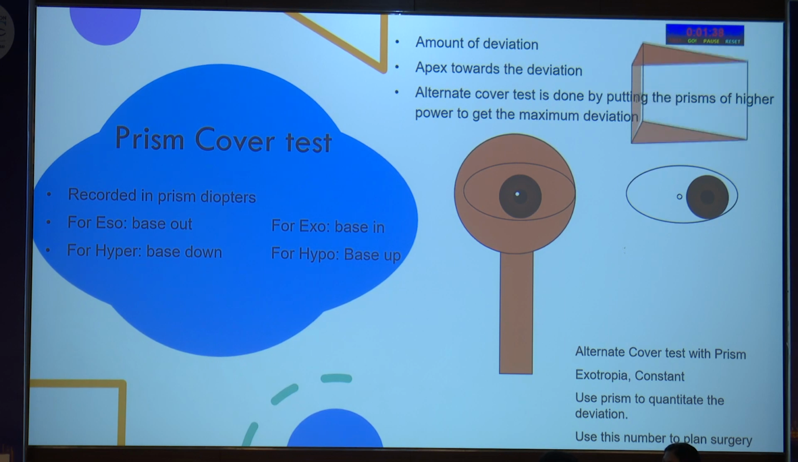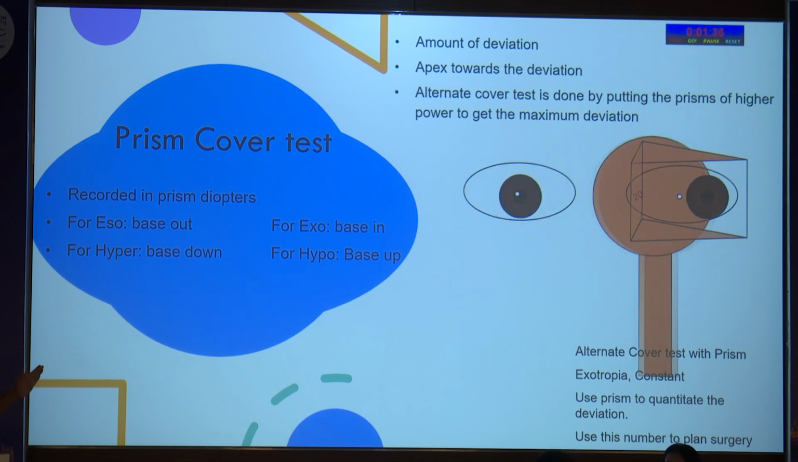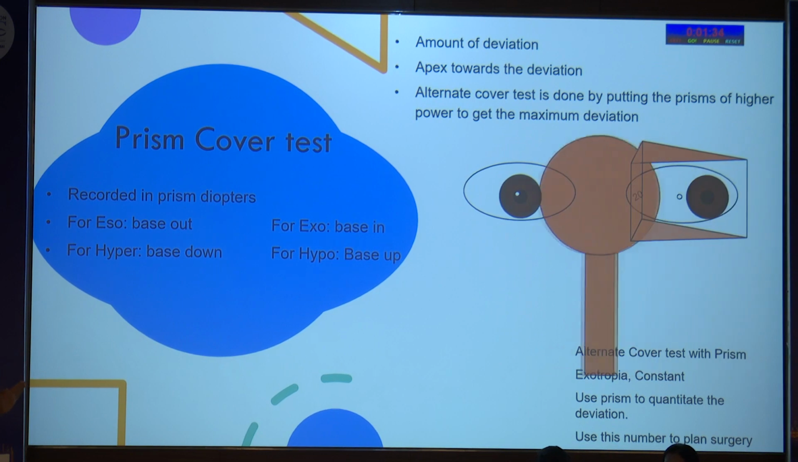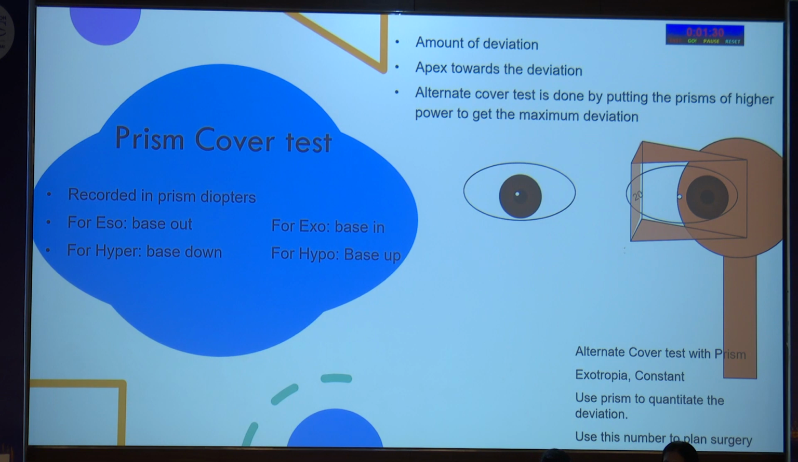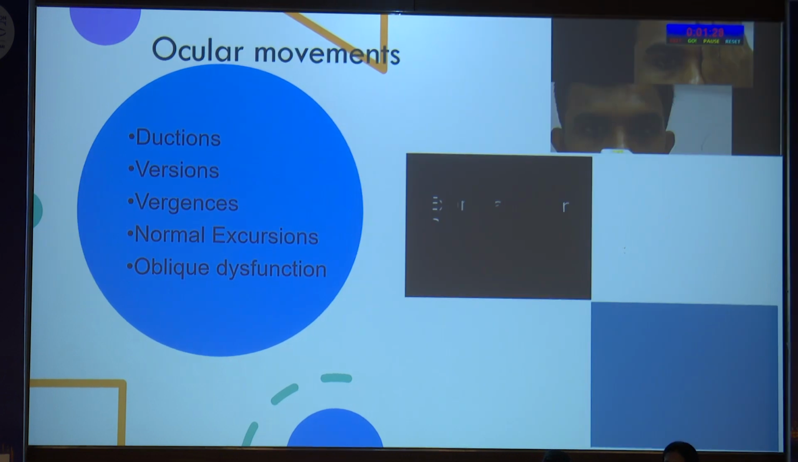Like if the eye is on the outer side, you would put the apex towards the deviation. That is how you have to remember it. But when you record it, you put base out, base in.